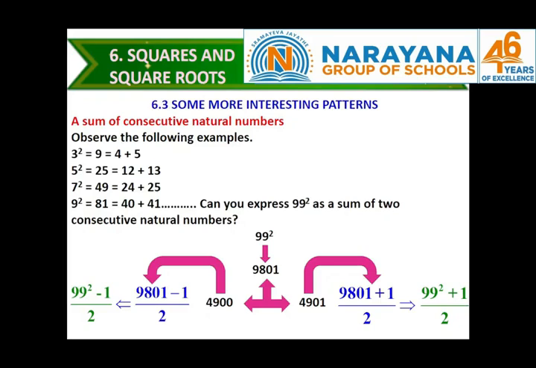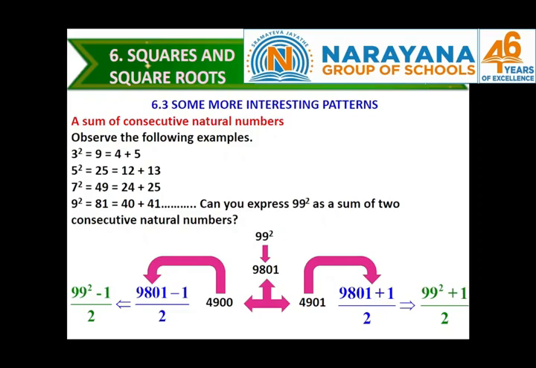Here I am taking some examples. 3 square is equal to 9, I know that. I am able to express 9 as the sum of two consecutive numbers, 4 plus 5. I am taking 5 square, that is equal to 25. 12 plus 13 is also equal to 25, and 12 and 13 are consecutive. In 7 square, 49, that is equal to 24 plus 25. So 24 and 25 are consecutive numbers. So every odd square number I can express as the sum of two consecutive natural numbers.